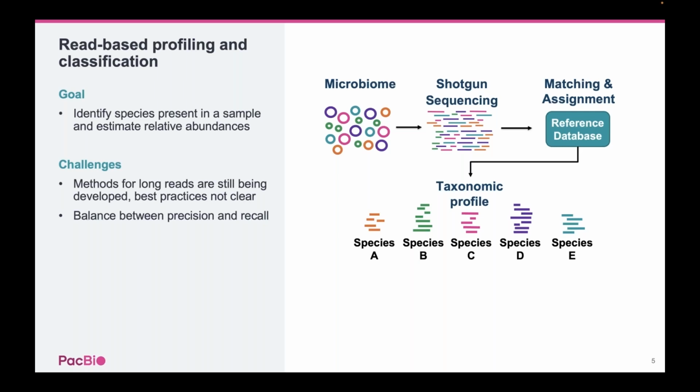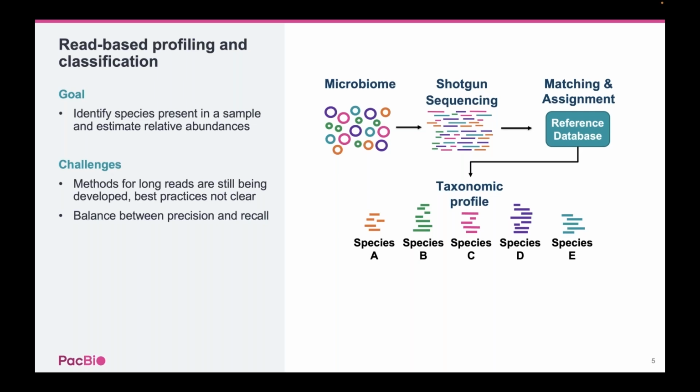We can then take those HiFi reads and align or match them to some type of a reference database. This can be nucleotide sequences, proteins, or k-mers. Once we have all those matches, we can then interpret them and assign them to taxonomy. And ideally, what we want at the end is a taxonomic profile where we have several species or genus level categories, and then we have read counts for each of these individual taxon categories.